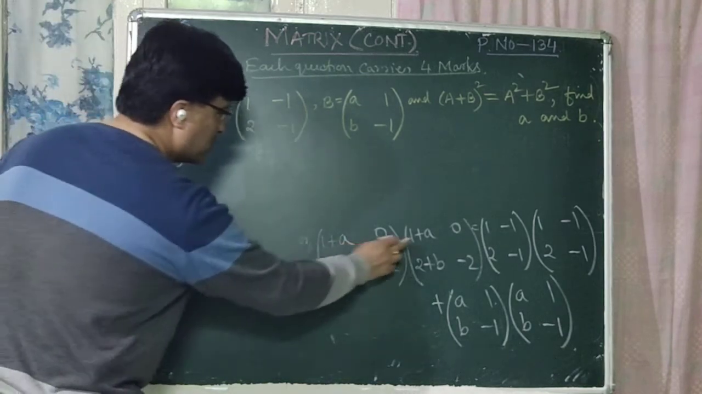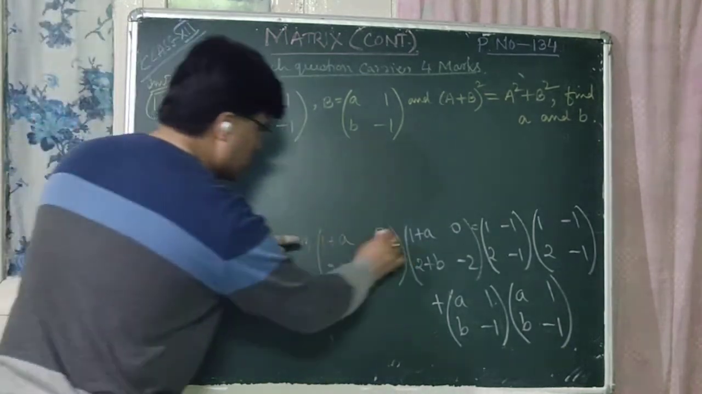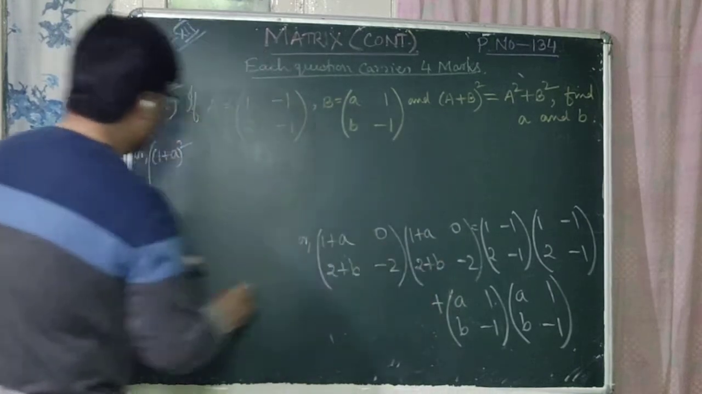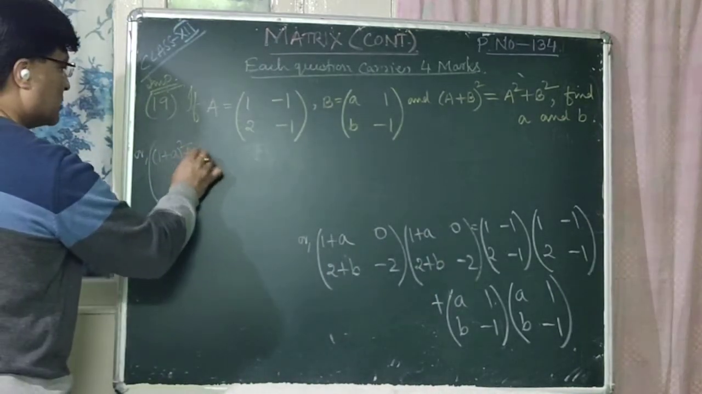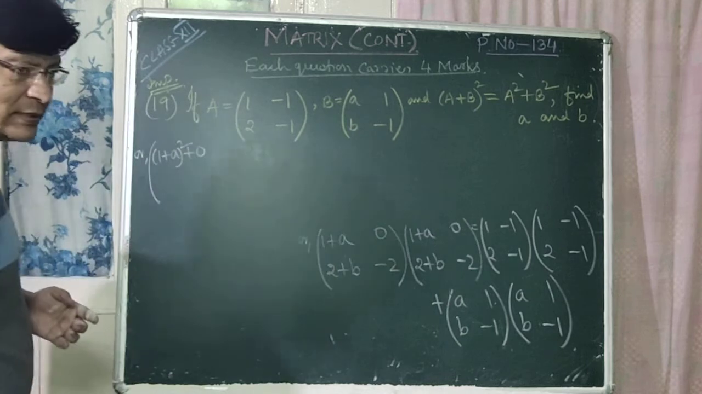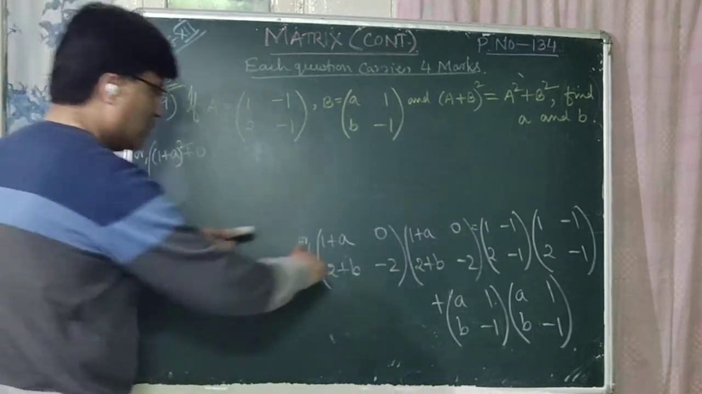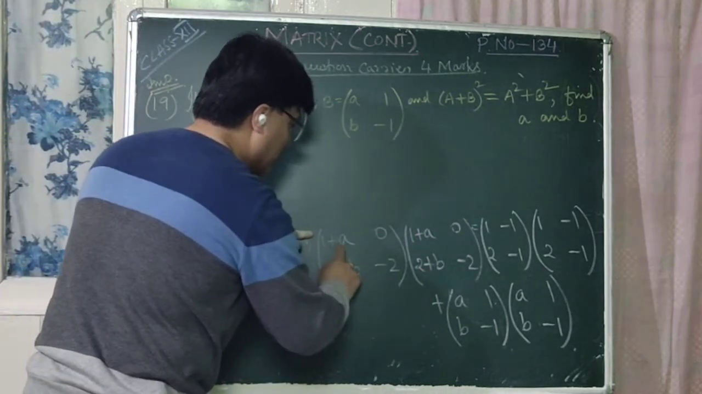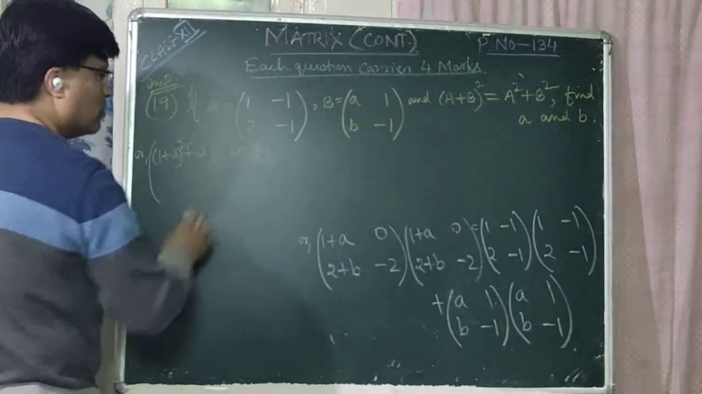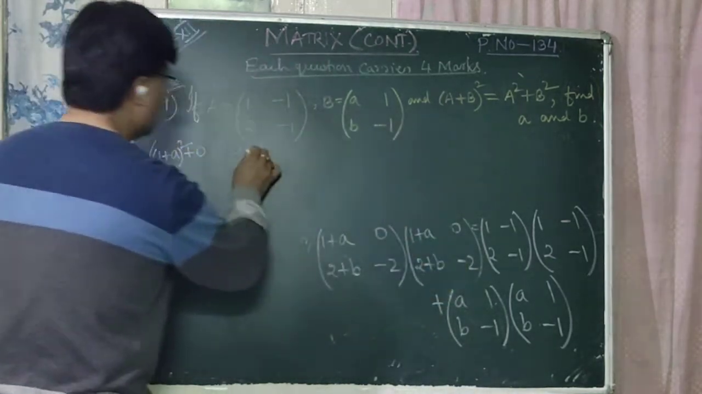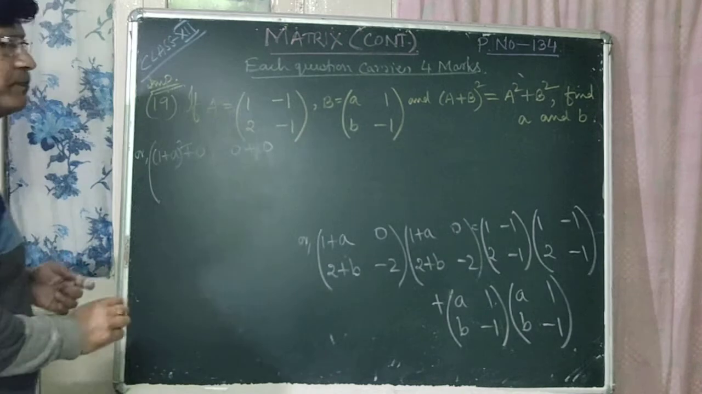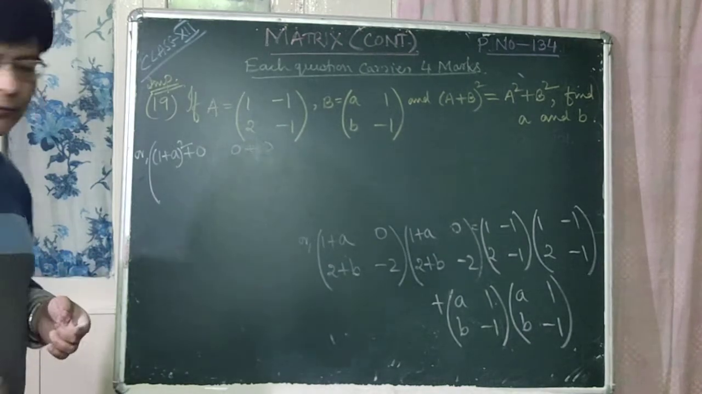Right? 1 plus A into 1 plus A, 1 plus A whole square. First row by first column, 0 into 2 plus B, that is plus 0. Actually, you don't have to write it. Again, first row by second column: 1 plus A into 0 is 0, 0 into minus 2, plus 0. Is that clear to all of you?